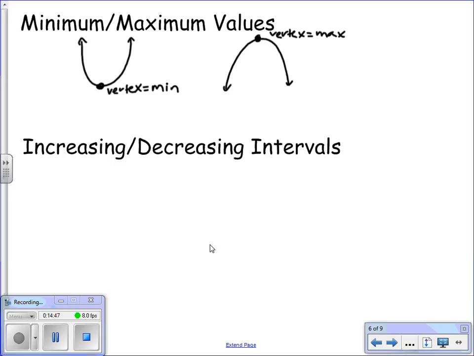How will I know, looking at an equation, if I have a parabola that opens up or a parabola that opens down? By the value of a. If you have a positive a, then you're going to have a minimum value because the graph will be oriented so that it opens up. If you have a negative a, so if your function starts with a negative, then you'll automatically have a maximum, and it will open down.